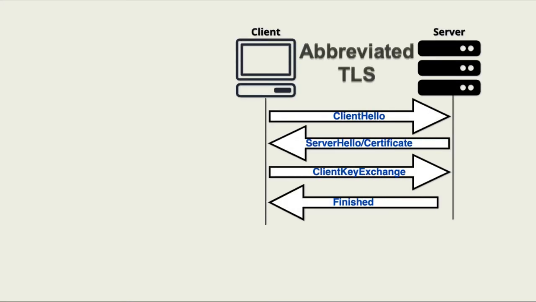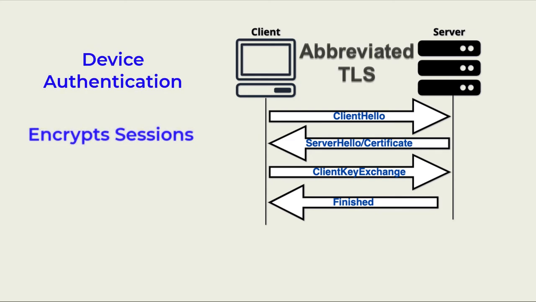TLS, or Transport Layer Security, facilitates authentication between two devices, enables secure transit of data by encrypting the traffic, and replaces broken SSL. It's commonly used to protect information traveling over the internet. For a more detailed look at how TLS works, watch the video above.